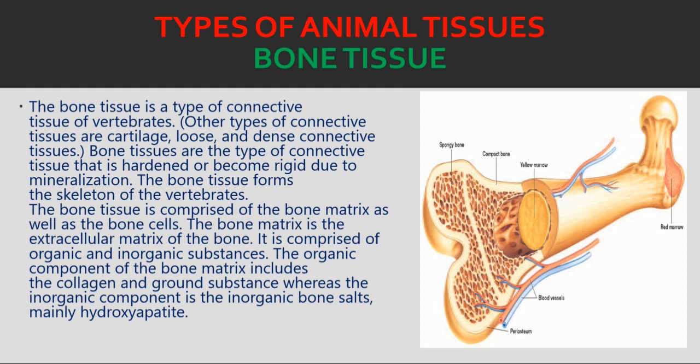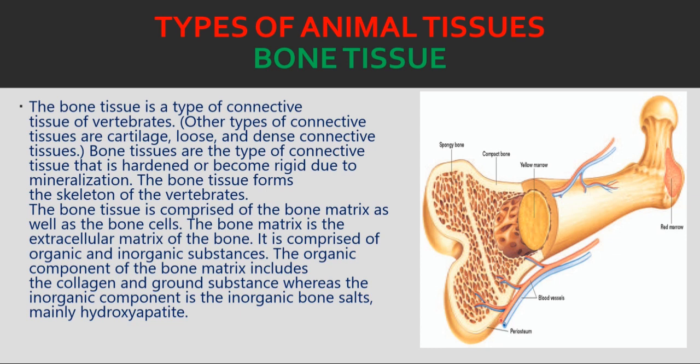Now mostly we know that bone is made up of calcium, but inside it there are different kinds of parts. Now let's know about its parts. The bone tissue is a type of connective tissue of vertebrates. Other types of connective tissues are cartilage, loose and dense connective tissues.